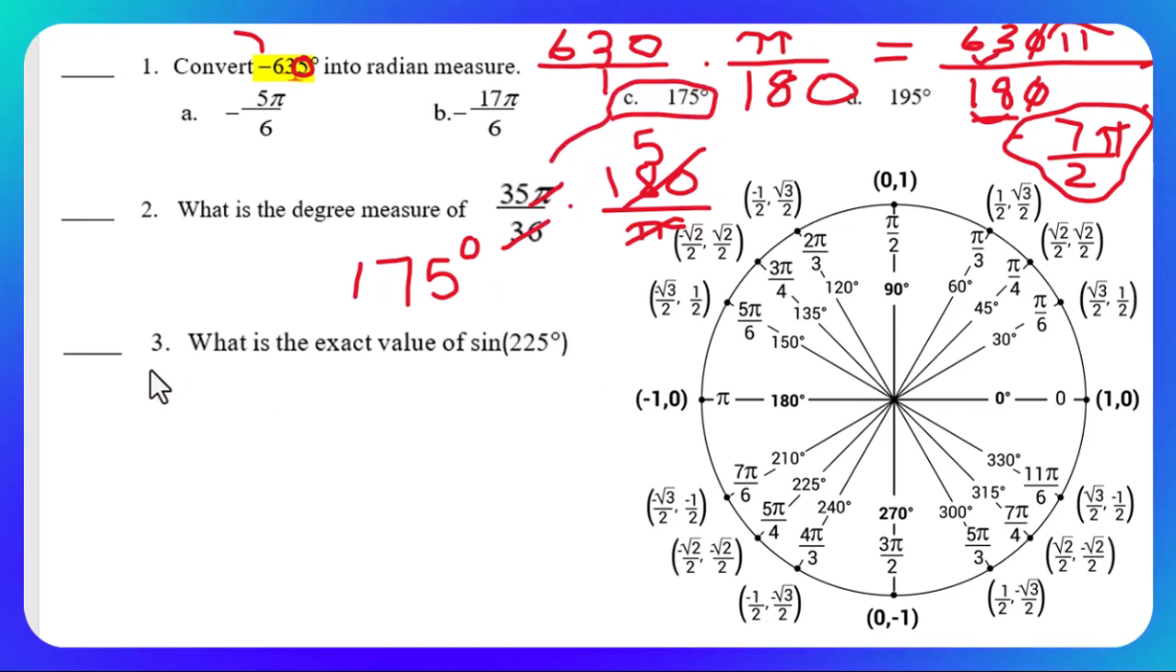All right, question number 3. What is the exact value of sine 225? So now we're going to use our unit circle, and I'm going to go around until I locate 225. Remember, angles can be given to us in degrees or in radians. So there's 225. I'm going to go down, and the sine value is going to be my y value. So the sine is negative square root of 2 over 2.